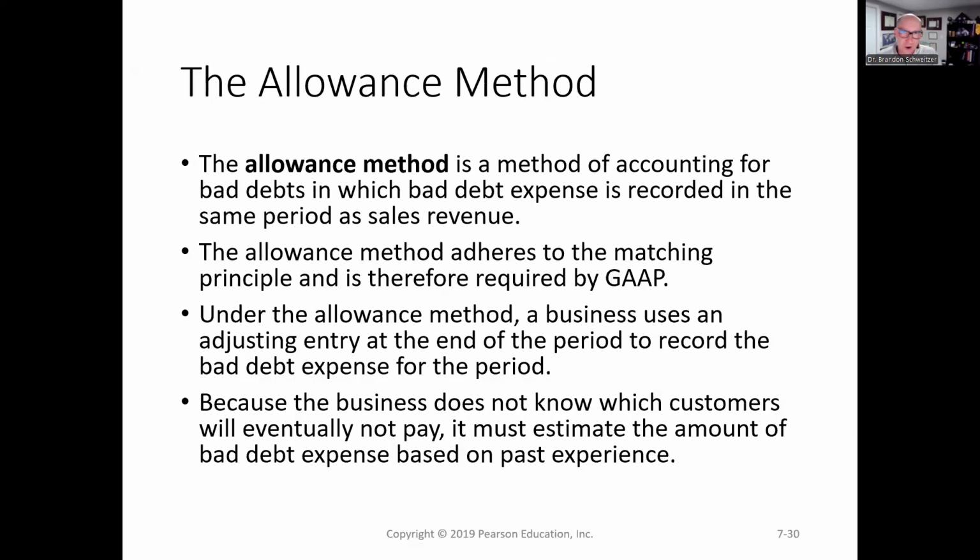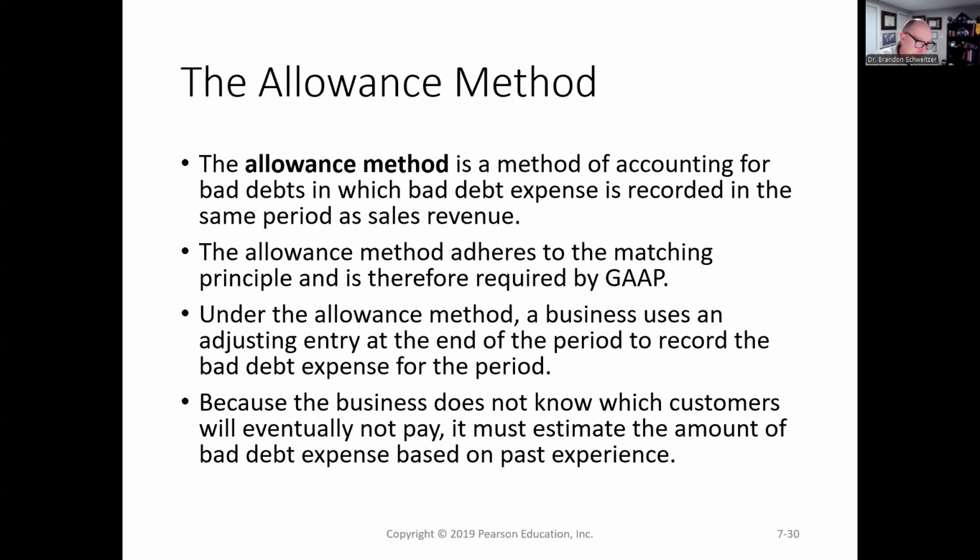The other method is called the allowance for doubtful accounts method, also known as the allowance method. It is a method for accounting for bad debts in which the bad debt expense is recorded at the same time as the sales revenue. We use this as a way to estimate the amount of accounts receivable that we expect we will not be able to collect in the future. This is in adherence to generally accepted accounting principles and a part of the matching principle.